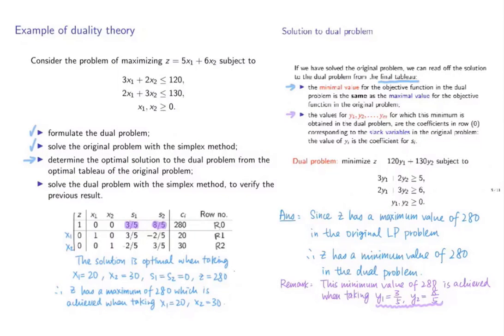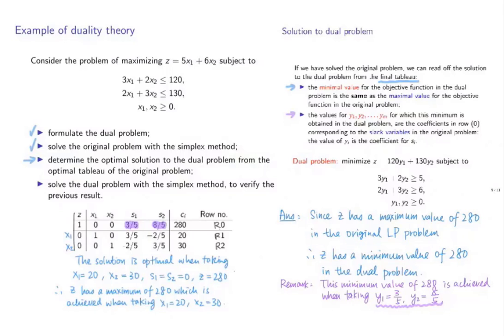You can observe that when we have solved the original problem, this is the final tableau we achieved. We observe that in the 0th row of the final tableau here, the coefficient of S1 is 3 over 5 and the coefficient of S2 is 8 over 5. According to the fact here, these two values will be the values of y1 and y2, referring to the dual problem when the minimum value of 280 is achieved in the dual problem.